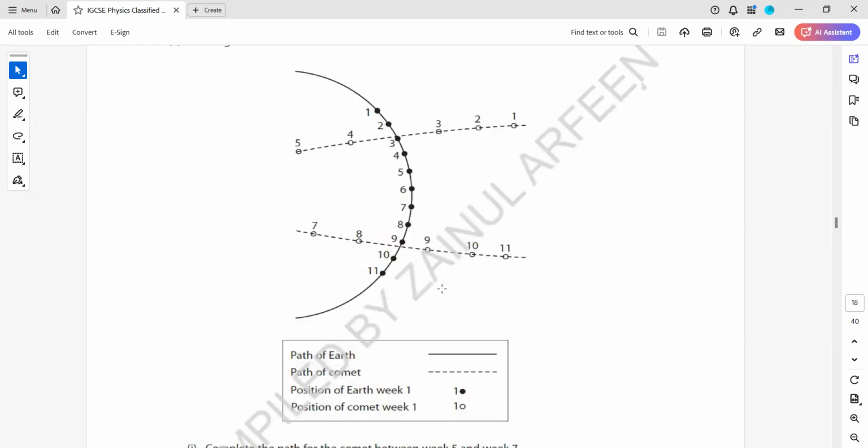Complete the path between week 5 and 7. It will be week 5, 6. It should be like this because we have to draw. If you draw this one, they will reject. Why will they reject? Because the center of this should be the Sun. And it's not like if the Sun is here, the comet will hit. So it should take a greater radius of curvature.